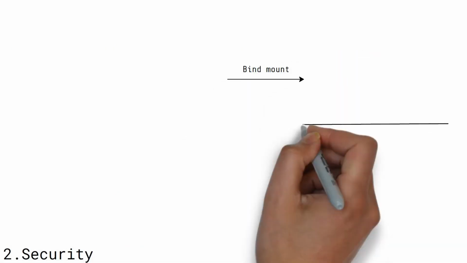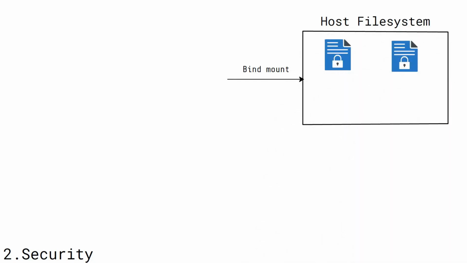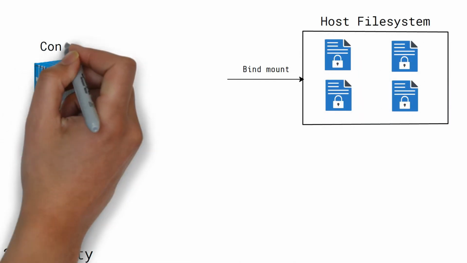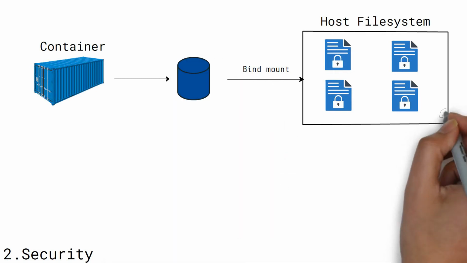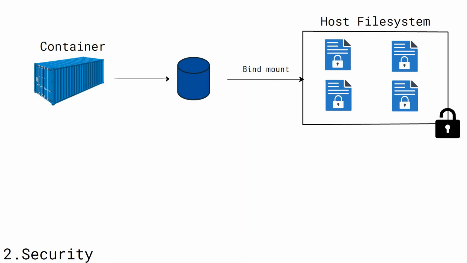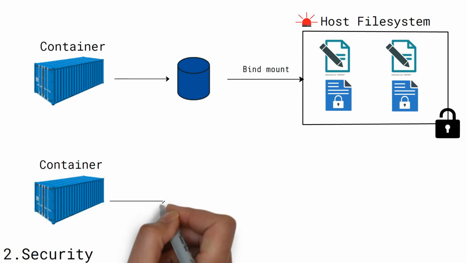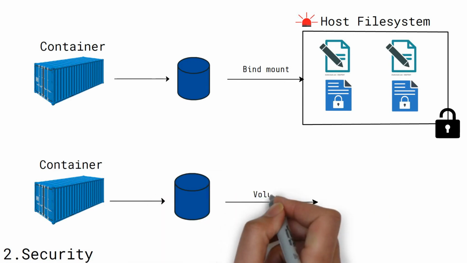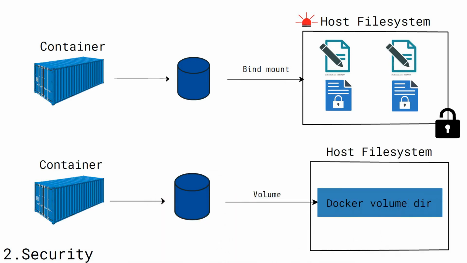Security. Since bind mounts can be mounted anywhere on the host, they allow the possibility of giving containers access to sensitive files like system files or directories. This is a big security concern because containers could impact non-Docker processes on the host by modifying those sensitive files. This issue can be avoided by using volumes, which are restricted to a certain part of the file system.